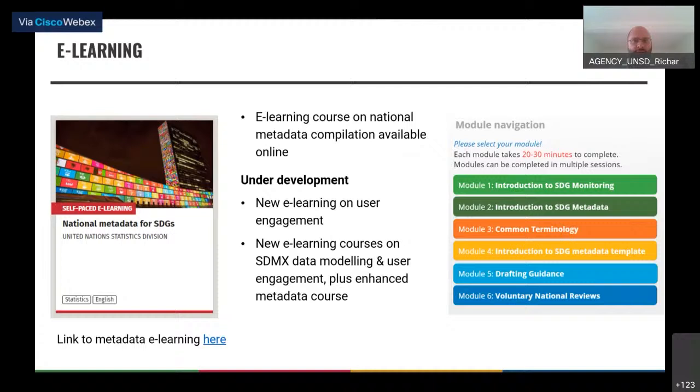This course covers topics going from the basics of why SDG metadata is important through to how to draft metadata using the recently developed SDG metadata authoring tool template. And we're also in the process of developing two other e-learning courses, one on user engagement for the SDGs, and the second, more technical one on SDMX data modeling. We've also got some planned improvements coming for the metadata course.